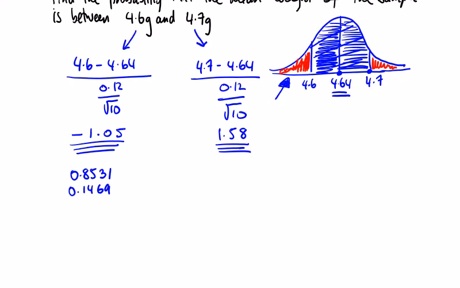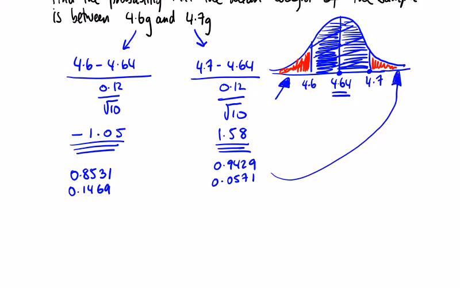And 1.58 gives us, just double check each time, it's not easy going across the columns and the rows, so many numbers, 0.9429. And we would have to add 0.0571 onto that to get to 1. So that's what's in this tail here.